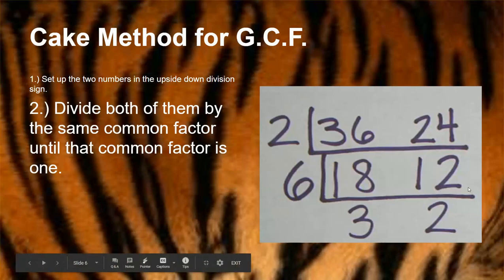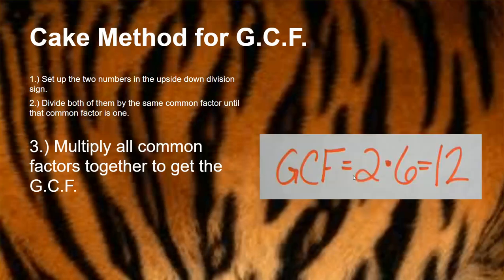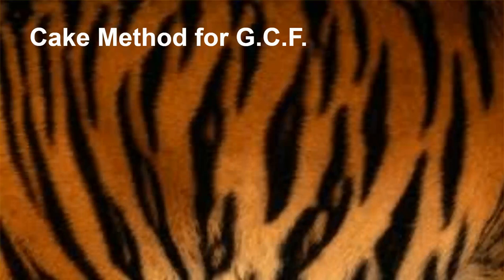Now, to find the greatest common factor, we take the two common factors we pulled out and multiply them together. So we do 2 times 6 is 12. Now, if you're looking at this, you might think, wait a minute, couldn't I divide 36 and 24 by a lot of other numbers? Well, the answer is yes. No matter what numbers you pick, your GCF will always be 12, and let me show you why.